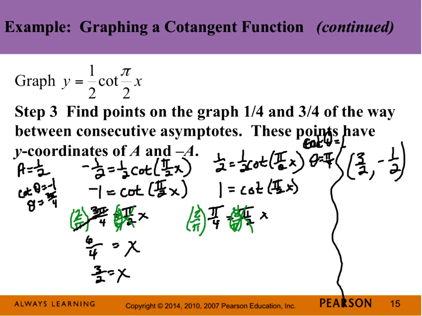Those divide out, and I have that. My pi's divide out as well. 2 over 4 equals x, that's 1/2. So here I have the point 1/2 and 1/2. Okay, so I've got my 2 points that are on either side of my x-intercept. I'm ready to put this onto a graph.